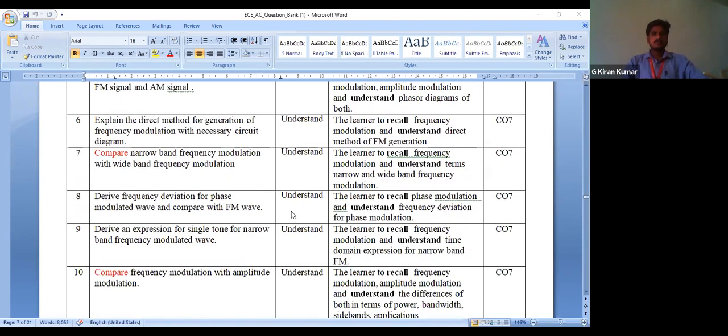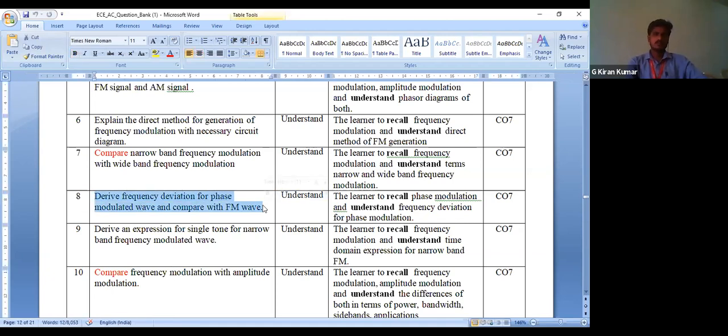Now the next one is: derive frequency deviation for phase modulated wave and compare with the FM wave. Frequency deviation for phase modulated wave. I think we can't discuss this now. Have a doubt. Okay.